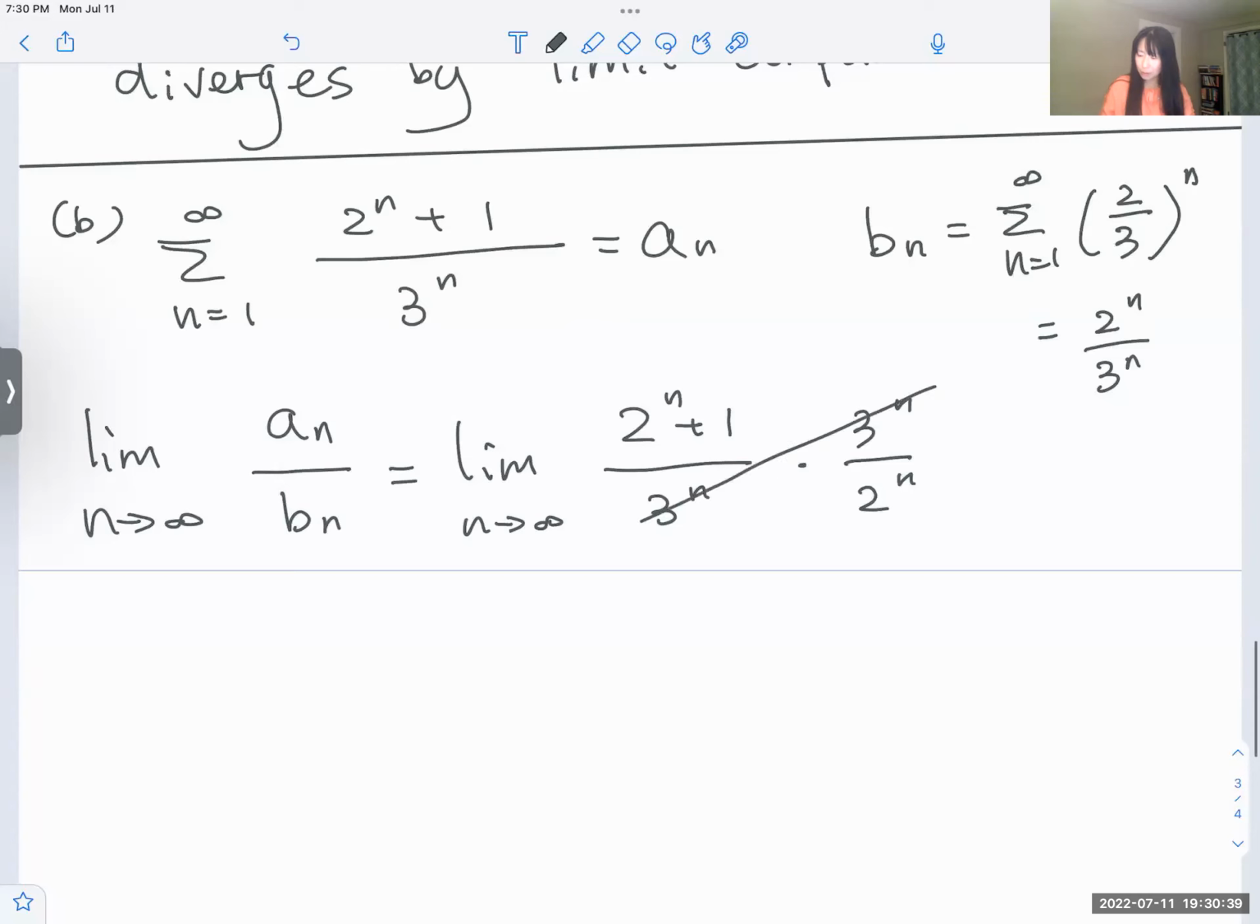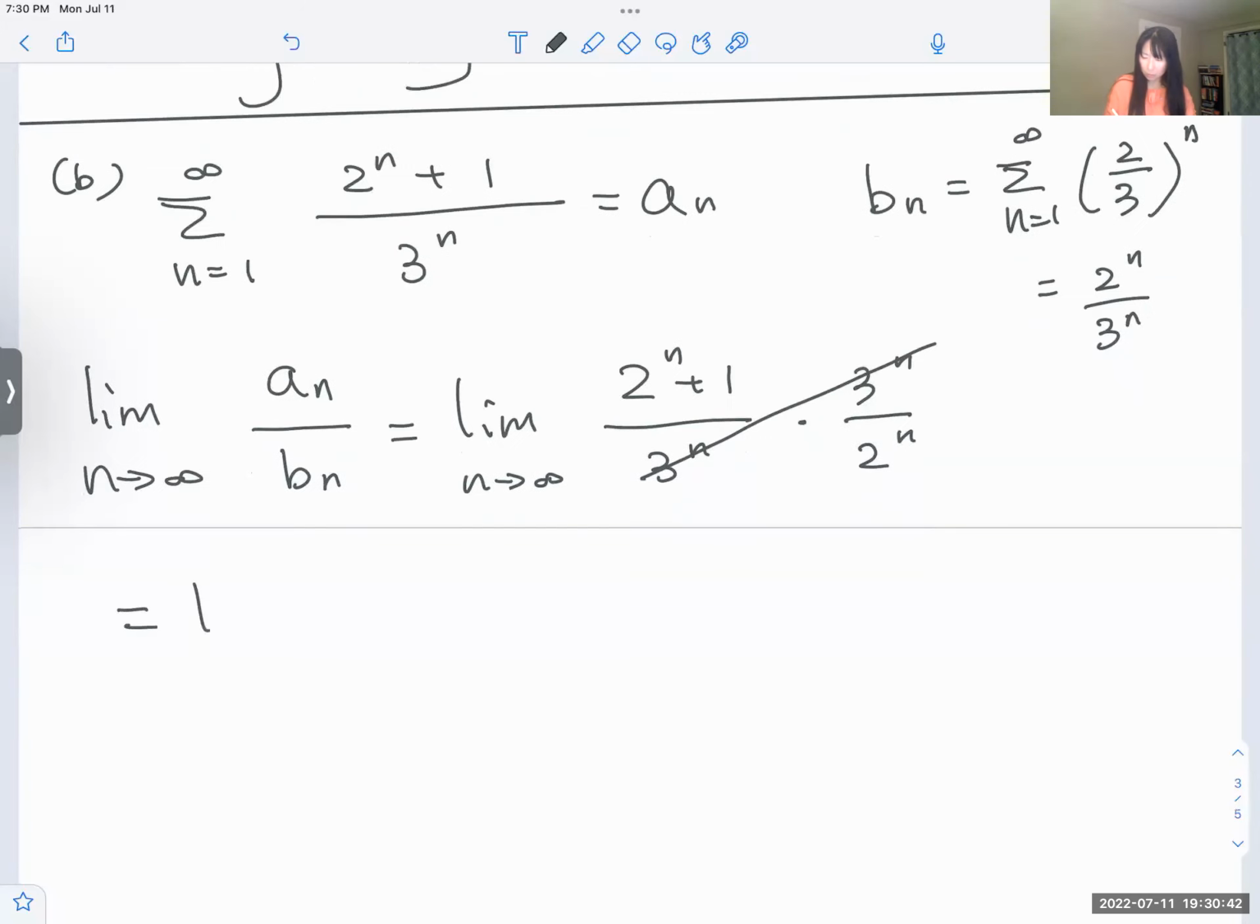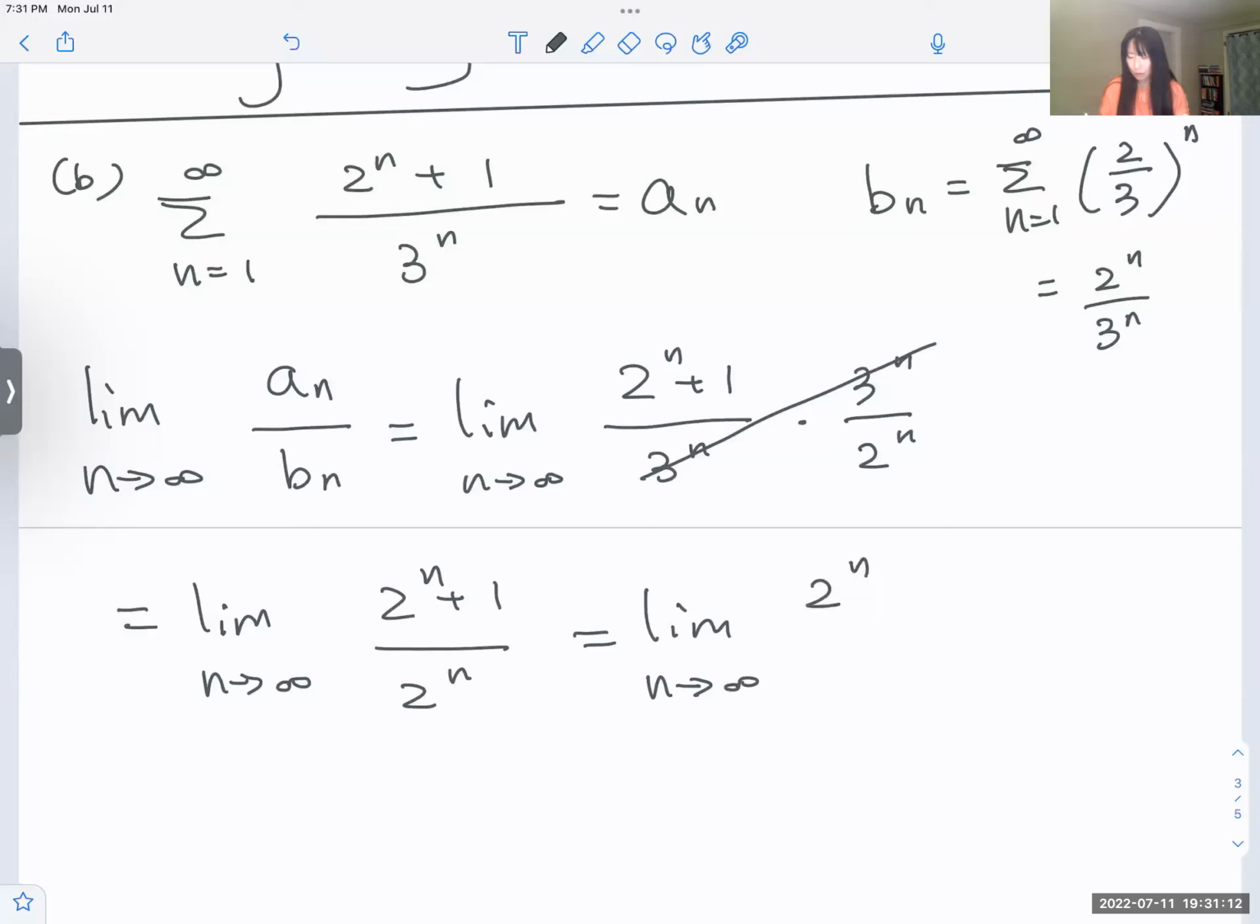Now we can simplify. When n approaches positive infinity, we have 2 to the n plus 1 over 2 to the n. Same concept as earlier. When n approaches positive infinity, we have 2 to the n over 2 to the n, because the constant is a too tiny number. Then what is it again? It's 1. Thank you.